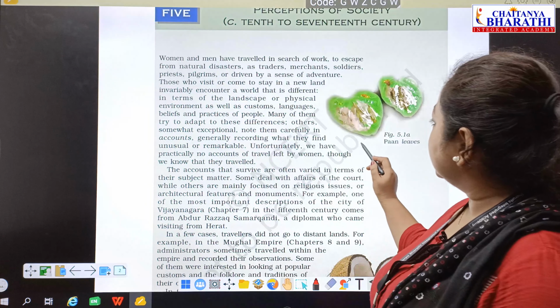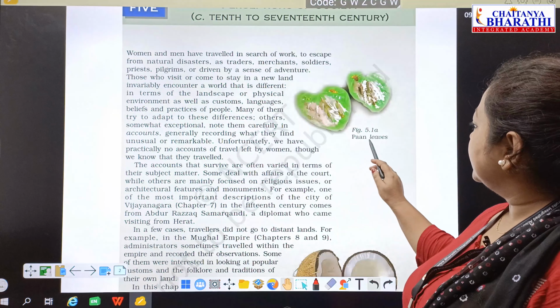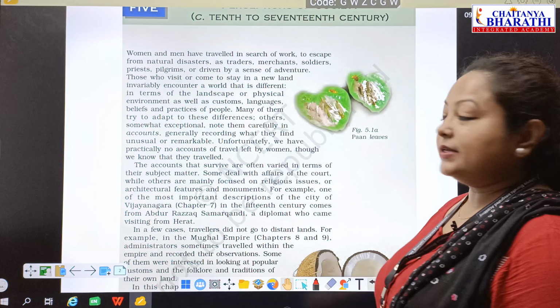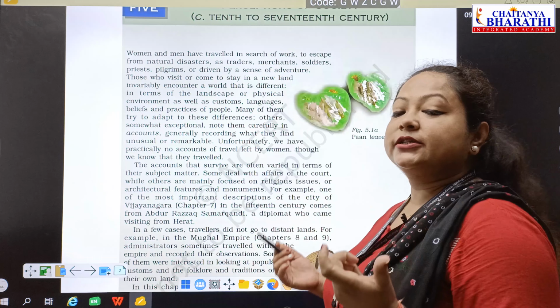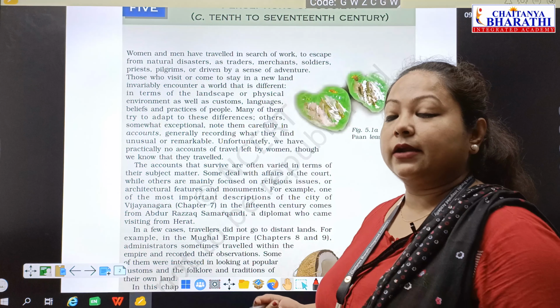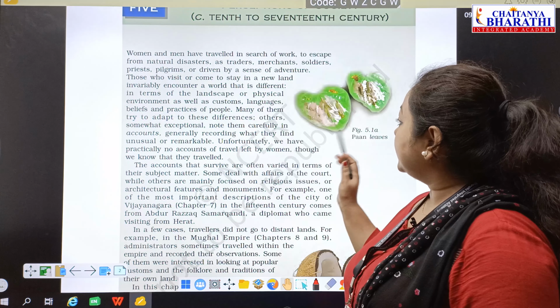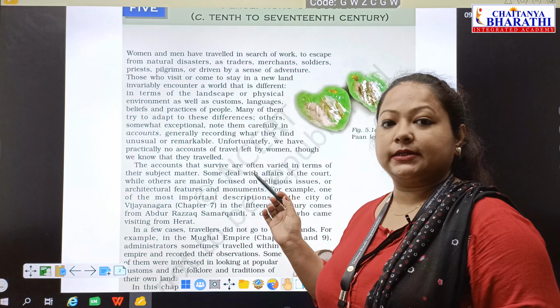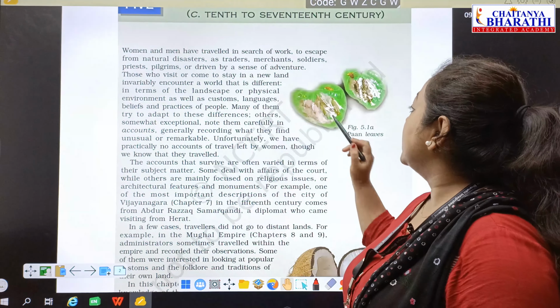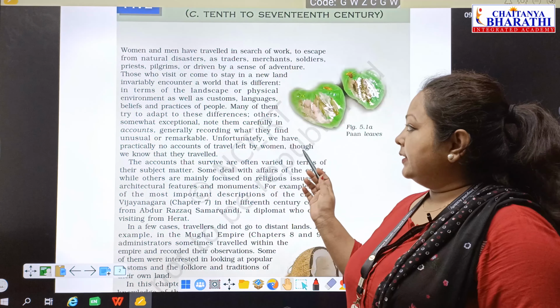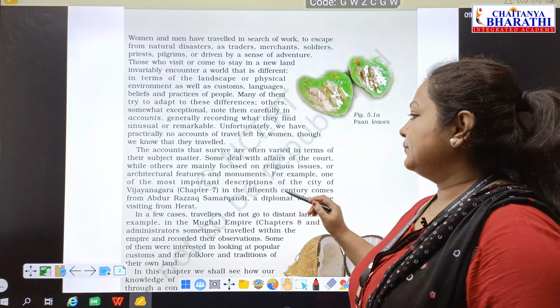Here we can see this picture, if it is clear. The palm leaf. What is this palm leaf? This is a very traditional thing in our country, and one of the travelers in his account has given a detailed description of this palm. We'll discuss it as we go through the chapter.